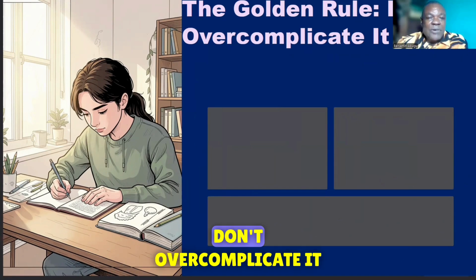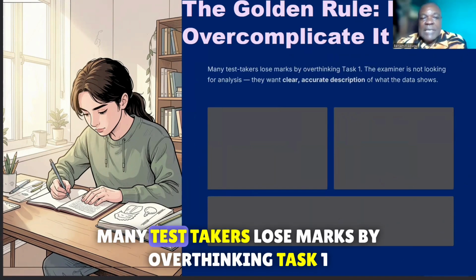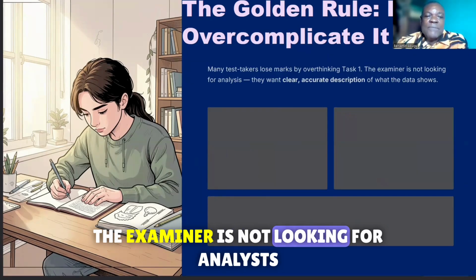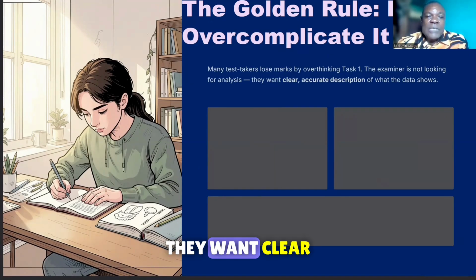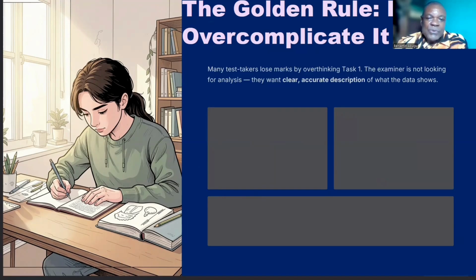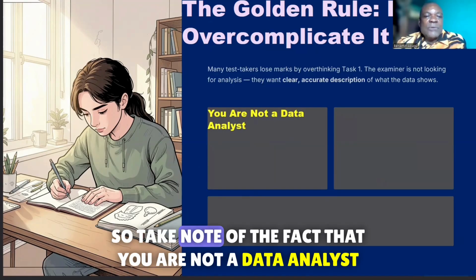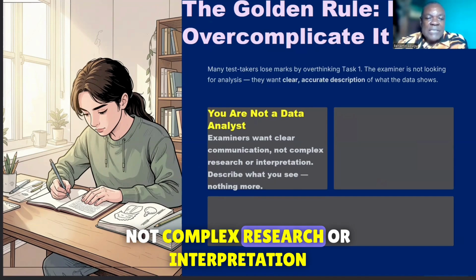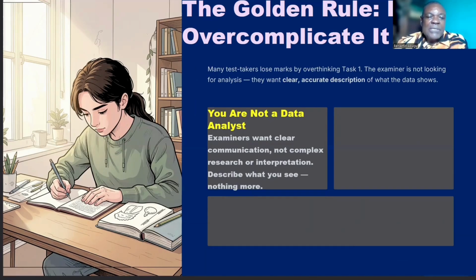The golden rule: don't overcomplicate it. Many test takers lose marks by overthinking task 1. The examiner is not looking for analysts. They want clear, accurate description of what the data shows. That is what is required. So take note of the fact that you are not a data analyst. Examiners want clear communication, not complex research or interpretation. Describe what you see, nothing more.